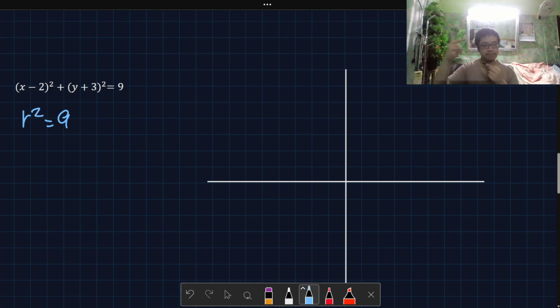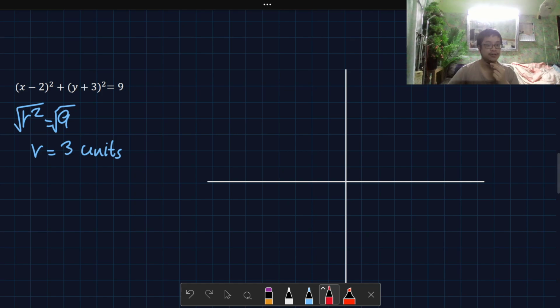Okay, so let's square root both sides. And here's the thing: since 9 is greater than 0, it is in fact a circle, so it's good. So now we square root both sides to find the length of your radius, which is 3 units long. So that is the length of your radius, right? Then let's find the center.